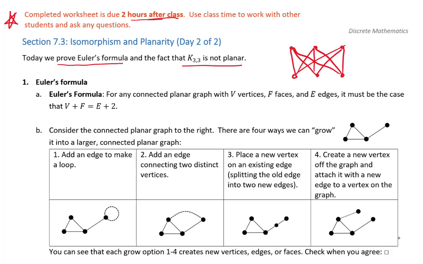Two big ideas, and the first one is Euler's formula. Let's prove that. Euler's formula says that for any connected planar graph with V vertices, F faces, and E edges, it must be the case that V plus F equals E plus 2. So consider the connected planar graph to the right, this little guy right there. There are 4 ways that we can grow it into a larger connected planar graph.